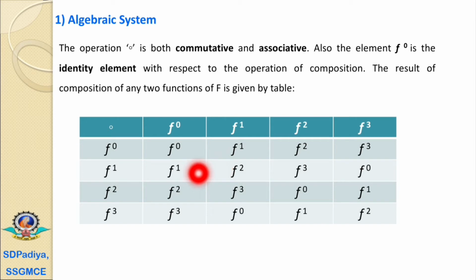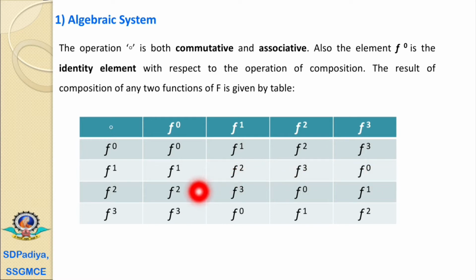Same for the second row: f raised to power 1 composition f raised to power 0 is f raised to power 1, same as 1 plus 0 is equal to 1. f raised to power 1 composition f raised to power 1 is f raised to power 2, and f raised to power 1 composition f raised to power 2 is f raised to power 3. Now f raised to power 1 composition f raised to power 3 is equal to f raised to power 4, which is the same as f raised to power 0. That's why we have written f raised to power 0 here.